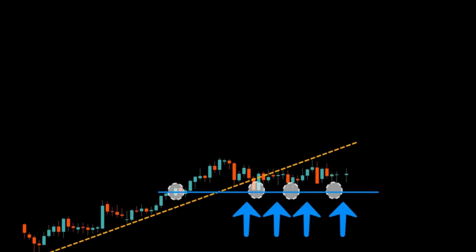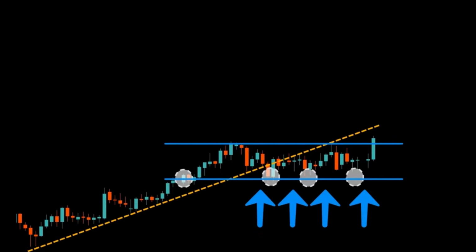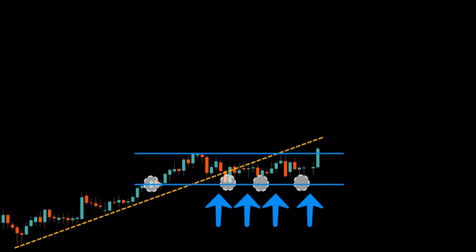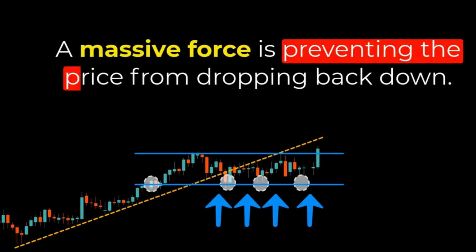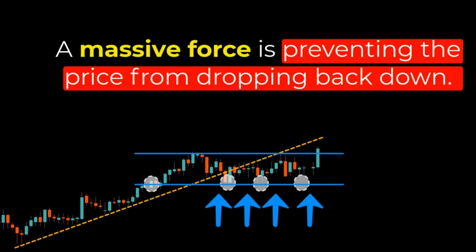Another powerful buy entry setup. Now check this out. We have a classic breakout scenario. The price has successfully broken above the downward trend line, but here's the twist: it doesn't immediately shoot up. Instead, it moves sideways, and this is a big clue. Why? Because this sideways movement tells us that a massive force is preventing the price from dropping back down. This is often the work of major institutional players, big banks, hedge funds, and professional traders who are holding the market up because they expect prices to go higher.